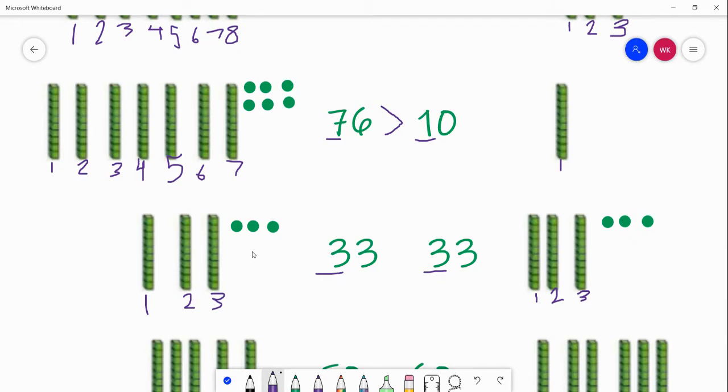So now let's go over to our ones place, since our tens place both have the same number, 3. So we're going to go 1, 2, 3 ones. 1, 2, 3 ones.